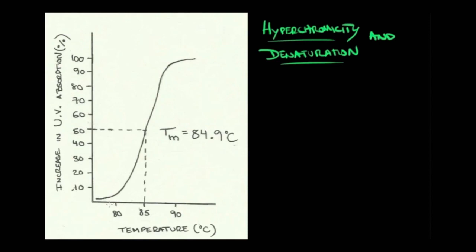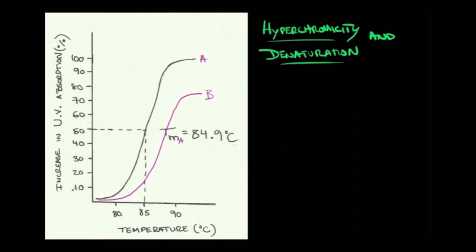I want to still use this curve to explain something about hyperchromicity and denaturation of the DNA molecule. What I want to do is draw another curve here, which is going to represent another DNA molecule. This is my A DNA molecule, and this is the curve for my B DNA molecule. If I look at my A DNA molecule, the melting temperature for DNA molecule A is going to be 84.9 degrees Celsius.